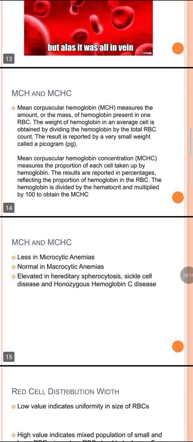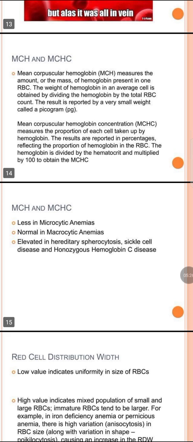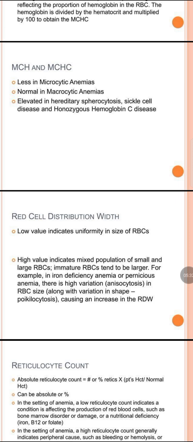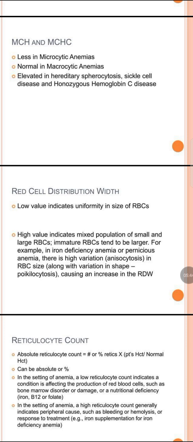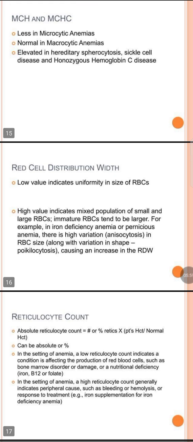MCH and MCHC measure the proportion of each cell taken up by the hemoglobin. So when you are looking at this, you have to say whether it's hypochromic or normochromic, but of course we don't talk about hyperchromic. MCH and MCHC are less in microcytic anemias, so we usually say microcytic hypochromic anemia. But they're elevated in hereditary spherocytosis and sickle cell disease.